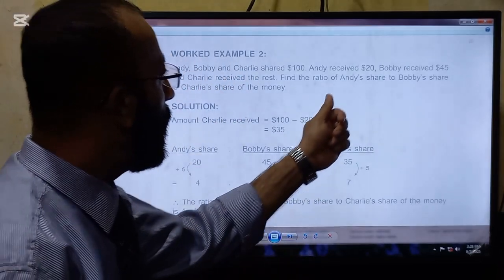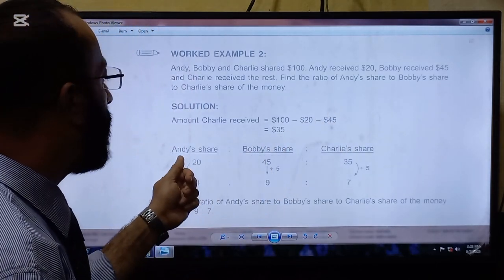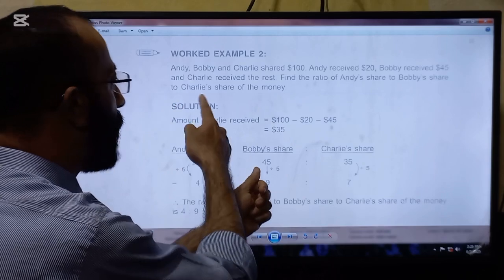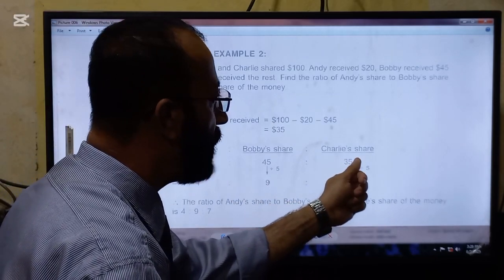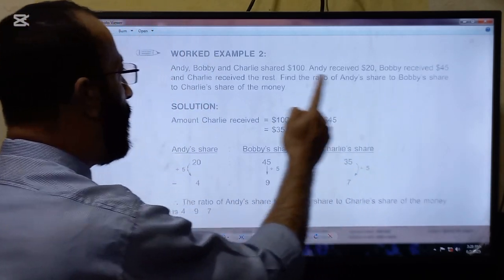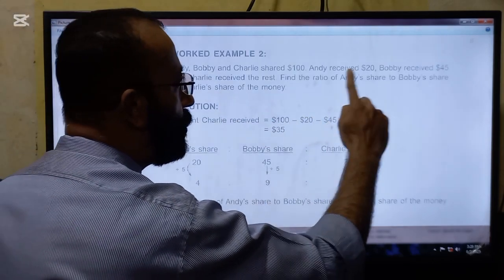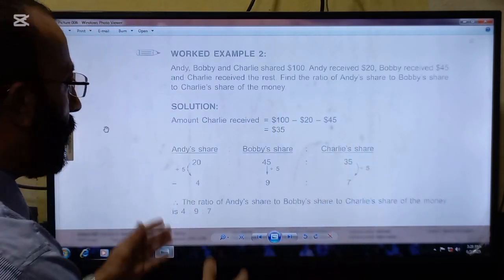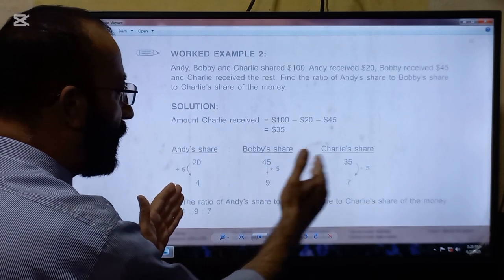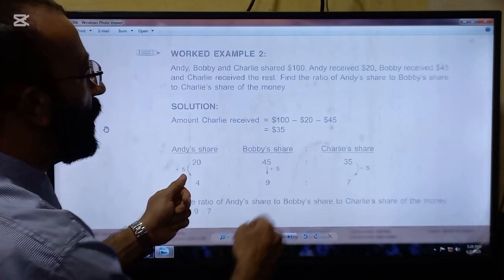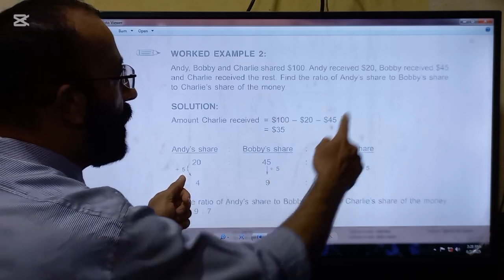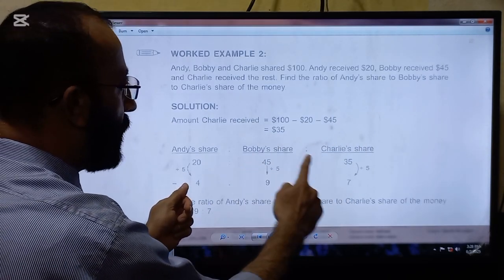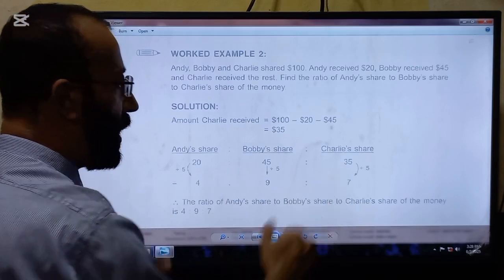So look now, Andy's share. So we will write Andy first, to Bobby. So this is Bobby, to Charlie. So Charlie will come at the last. So look now, Andy to Bobby to Charlie. This will be the order. Now we will put the values along with it. So Andy's share is 20, Bobby is getting 45 and Charlie is getting 35. So this is the ratio.